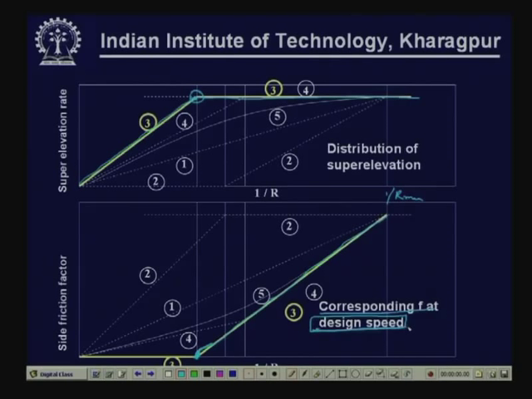If we take the average running speed, then for method 3, it will show altogether a different distribution, because the F value may be or will be negative. Instead of remaining 0, if you take the corresponding F at average running speed, then the F value will actually go down, or it will take a negative trend.